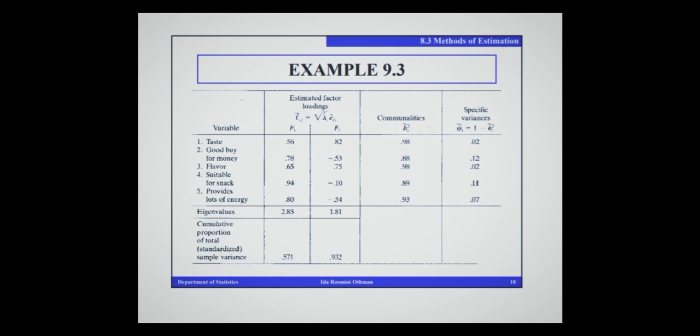Okay, so means that here 90% of the total sample variance is explained by two factors. Okay, two factors. First two factors will contribute 93.2% of the total sample variance. Okay.